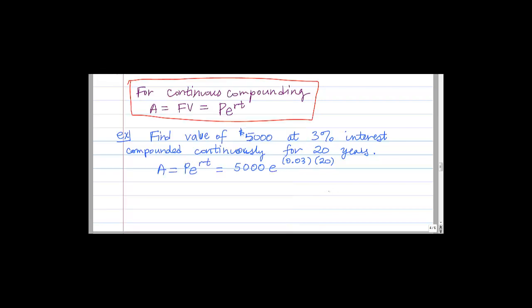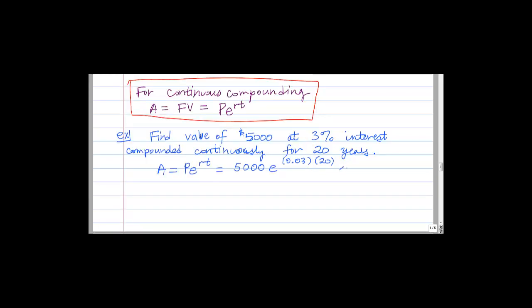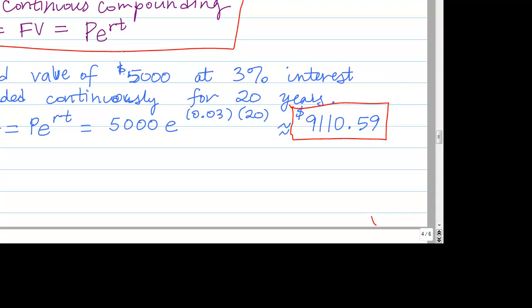$5,000, e to the 0.03 times 20. What do we get for this? 9110.59. Since we're rounding, we put this little squiggly equals, which means approximately. So that's how much money you can expect to have after 20 years. You start off with $5,000, you let it sit in the bank and collect interest. After 20 years, you have over $9,000.